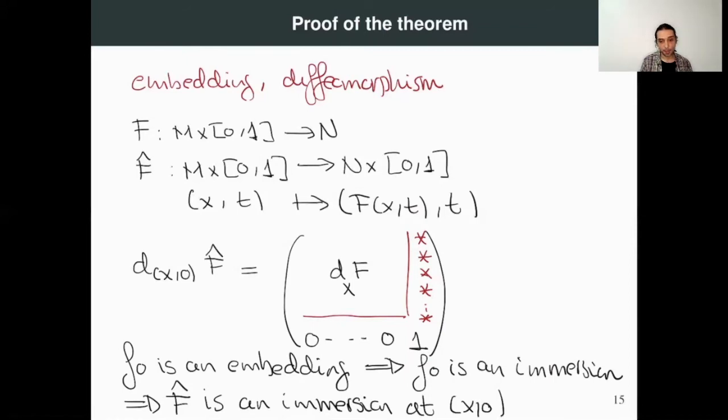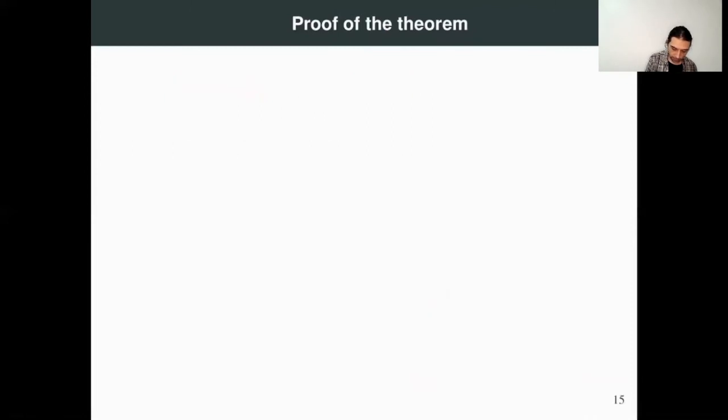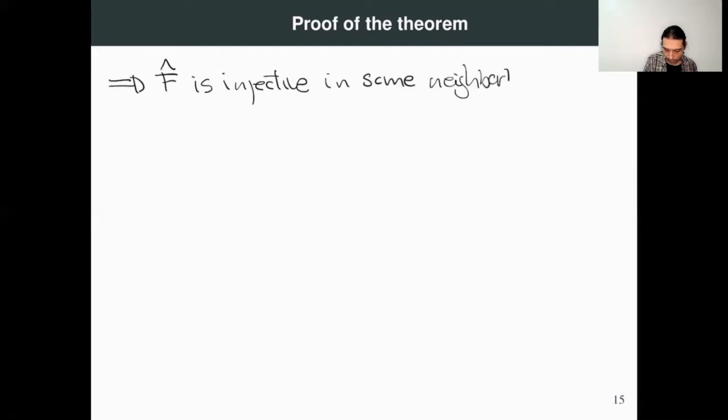Okay, it's an immersion at the point (x,0). And in particular, what we get in this situation is that this map is going to be injective in the neighborhood of (x,0). So, hat capital F is injective in some neighborhood of the point (x,0). That can actually be proved, for instance, by using the local normal form of immersions.